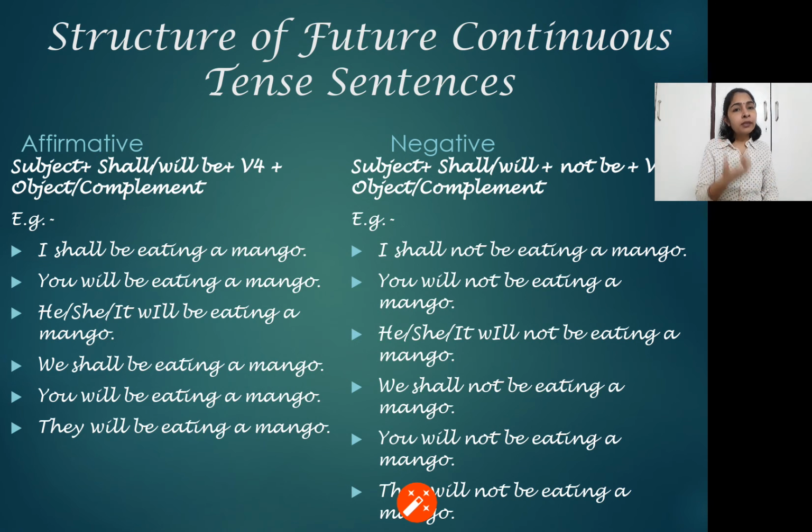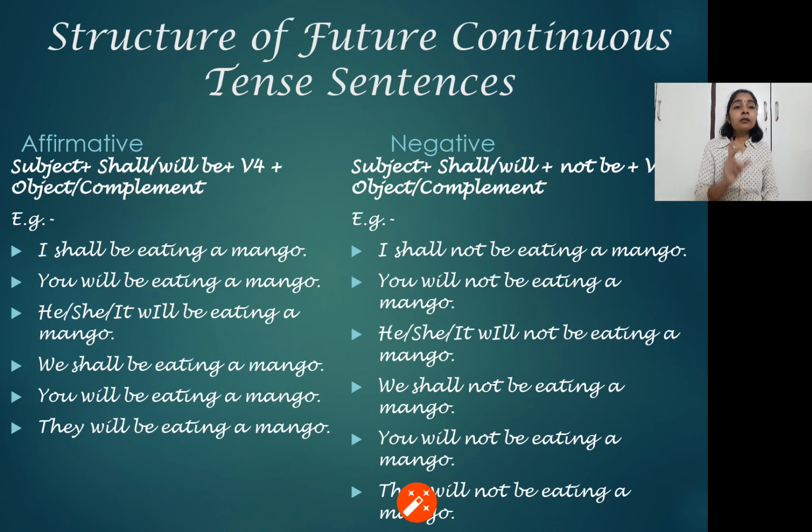So let's go through the example. I shall be eating a mango, and in the negative, I shall not be eating a mango. In positive, you will be eating a mango, and there you will not be eating a mango. He, she, it will be eating a mango; he, she, it will not be eating a mango. Between the helping verb and the fourth form of verb we are using not, and be is also used there everywhere. Now we shall be eating a mango, we shall not be eating a mango. You will be eating a mango, you will not be eating a mango. They will be eating a mango, they will not be eating a mango.